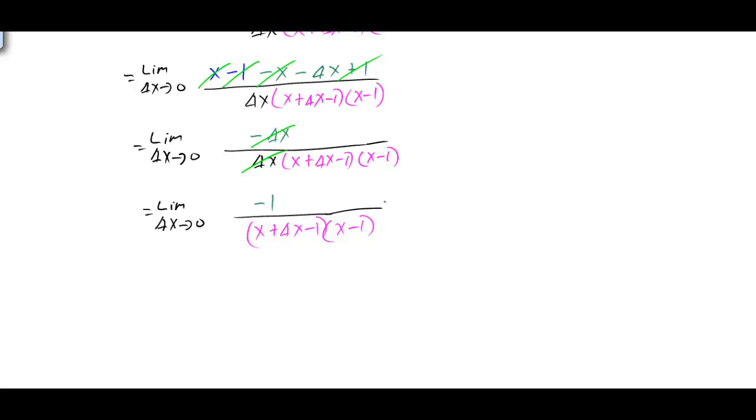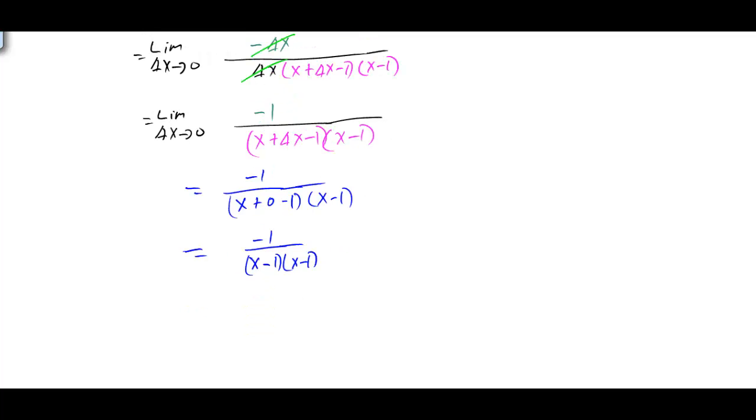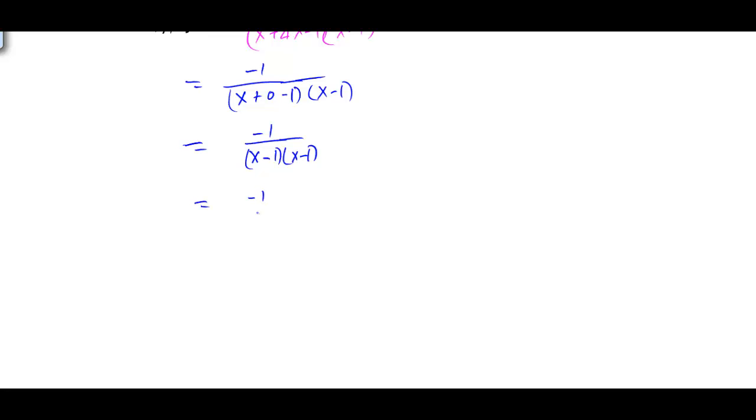So now, are we able to use our direct substitution and plug 0 in? And the answer is yes. We would have negative 1 over x plus 0 minus 1 multiplied by x minus 1, which means this would really be negative 1 over x minus 1 times x minus 1. Or we could certainly write this as negative 1 over x minus 1 squared. And that is going to be the derivative of f of x.